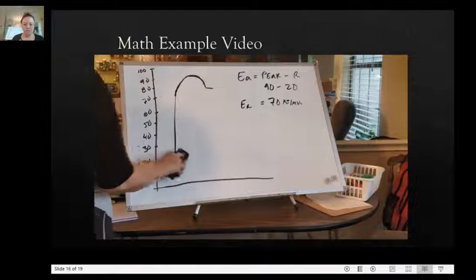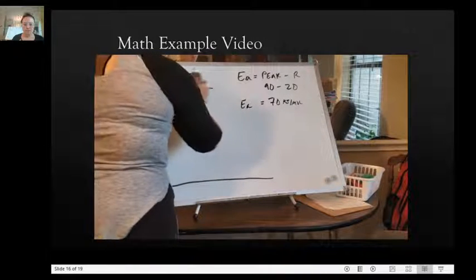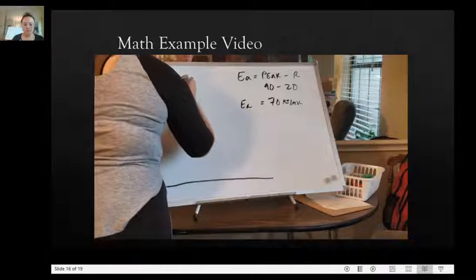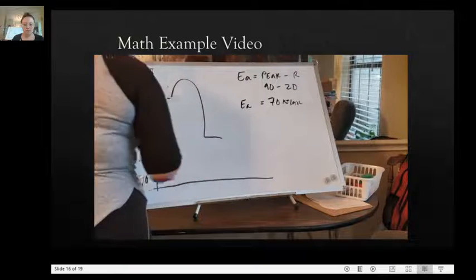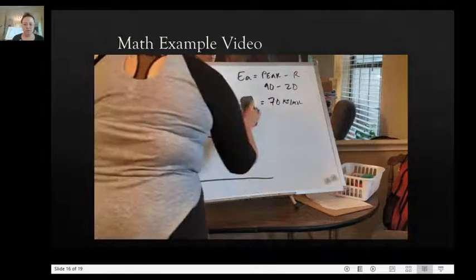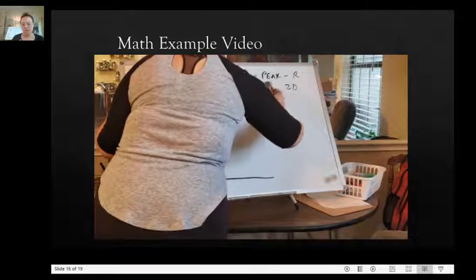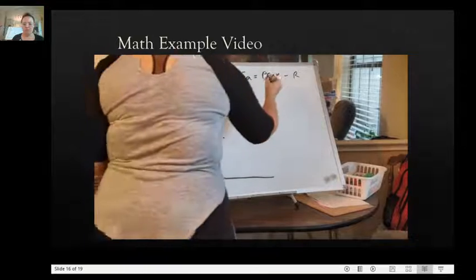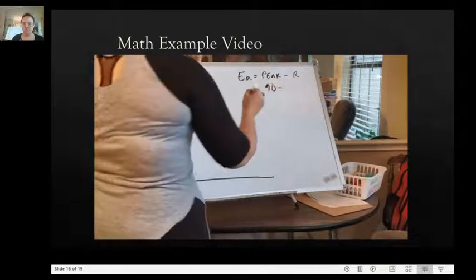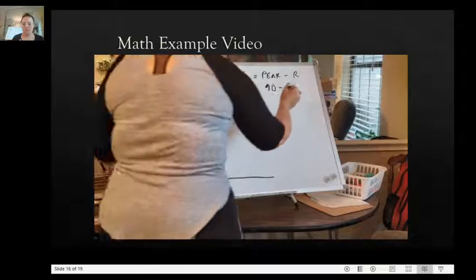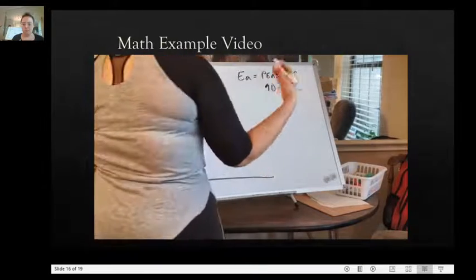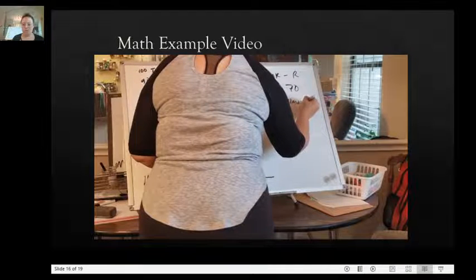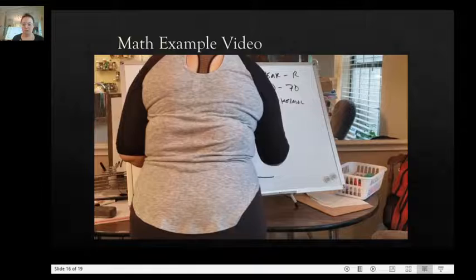If we change that up, let's say this peak is still 90, but our reactant energy is already at 70. So this time we only need 20 kilojoules per mole to get the reaction.